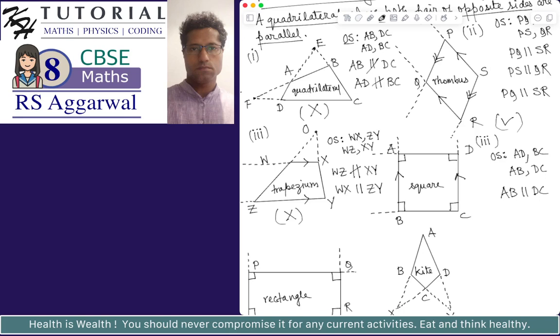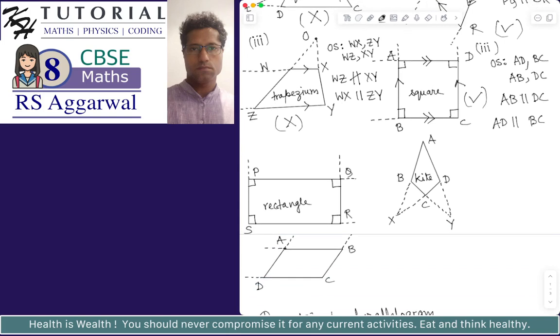Now let's see the sides AD and BC. Clearly, as per the dotted lines, when the sides AD and BC are extended, they are also not intersecting at any point. So AD is also parallel to BC. So we can see that both pairs of opposite sides are parallel to each other. So this is a parallelogram.